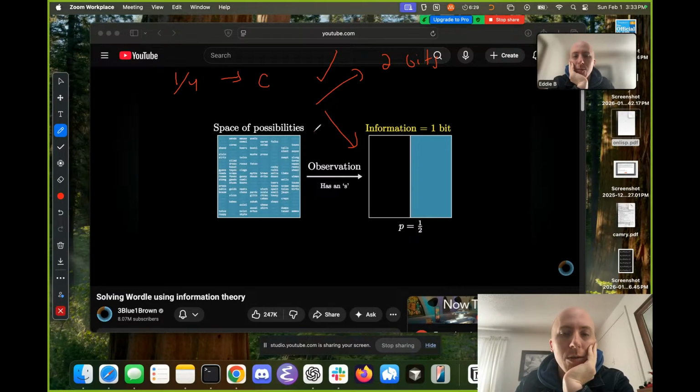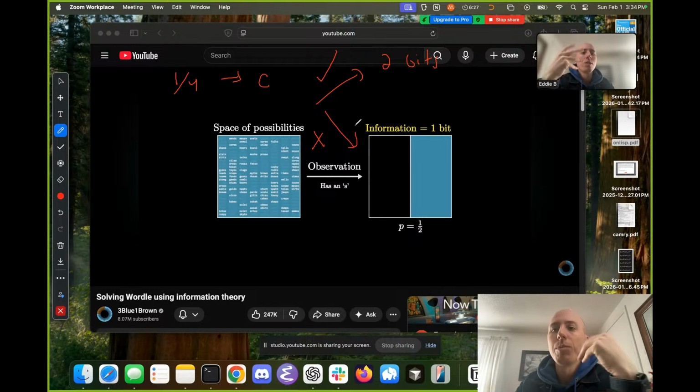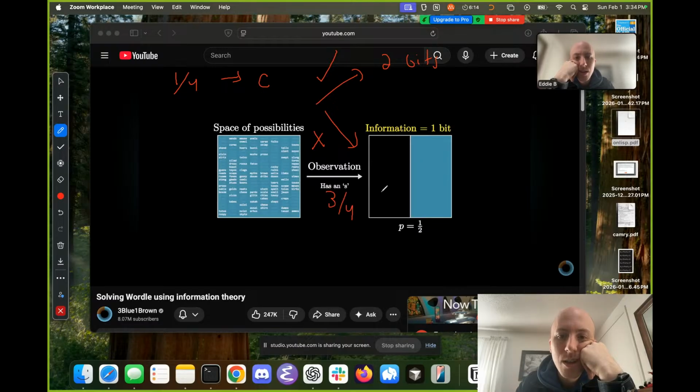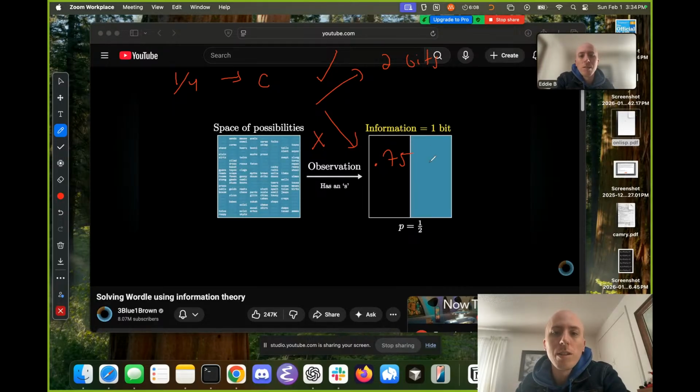But if the hidden word doesn't have a C, our space of possibilities only got cut down by a fourth, so we keep 3/4. So that's less than a bit of information. So say, I don't know, maybe it's like 0.75 bits of information in that case. So we got lucky or unlucky.